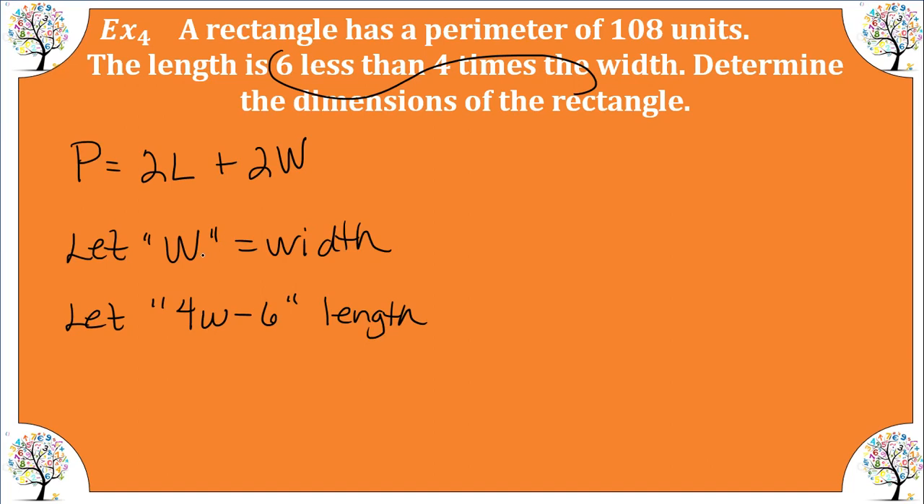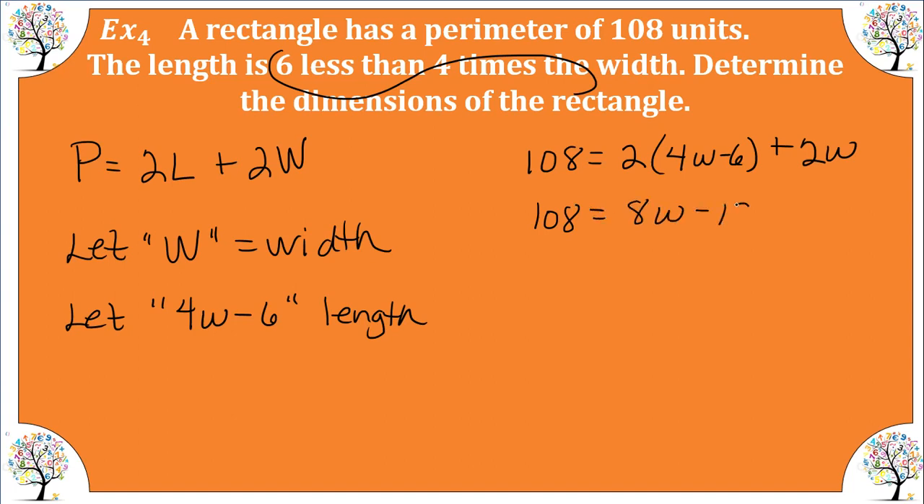So we have established our representations for each dimension, and now we're going to plug it into the formula. So we know the perimeter is 108, so we're going to plug that in. 2 times the length, our length is 4W minus 6. So we definitely need parentheses plus 2 times W. So I have all the same type of variables. So now we're going to solve by distributing. Then we're going to combine like terms.